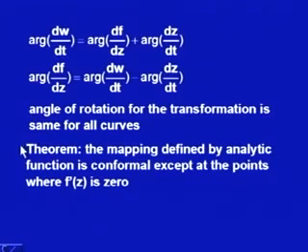So this gives us a theorem that the mapping defined by an analytic function is conformal except at the points where f dash z is 0. At points where f dash z is 0, the tangents are not defined, so there will be a problem, but for all other points, if the function is analytic, then the mapping will be conformal. So this is an important result. The points where this is 0 are called critical points, and there the angle may not be preserved, but for the rest of the curves the angle will be preserved.